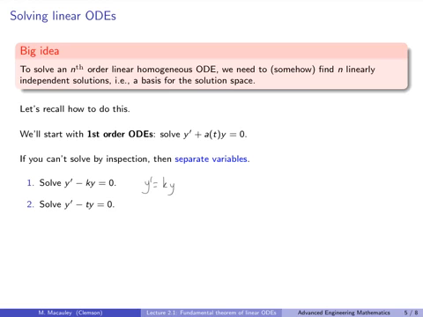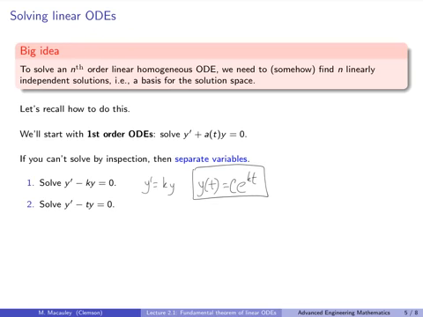So with a little bit of thought, you realize that exponential functions satisfy this, so e to the kt is such a solution. So this is a basis for the one-dimensional solution space. So the general solution is just c times e to the kt. So there's our general solution.